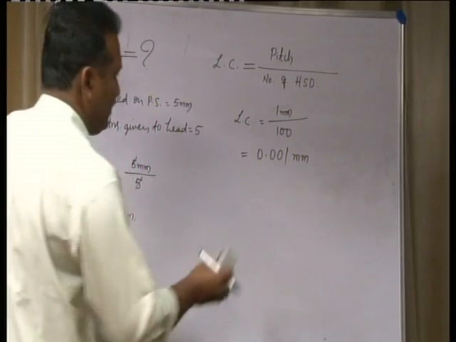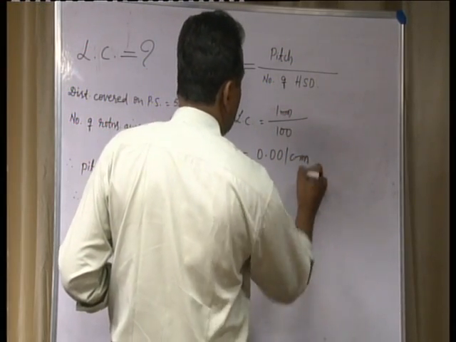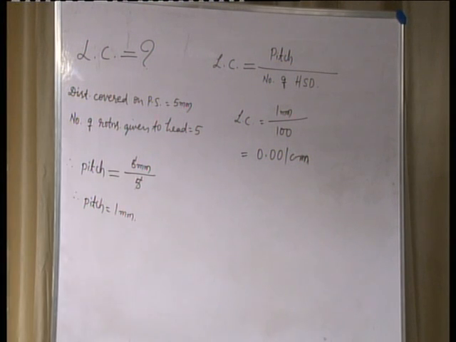0.001 centimeter, I think 0.01 mm, 0.001 centimeter it is. So, in this way you are going to find the least count of the given screw gauge. Once again, for this question the marks awarded are 5. So, move on to the next question.